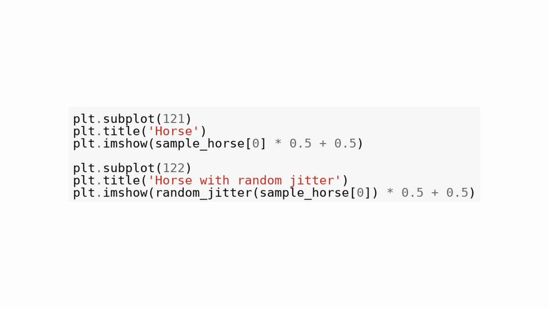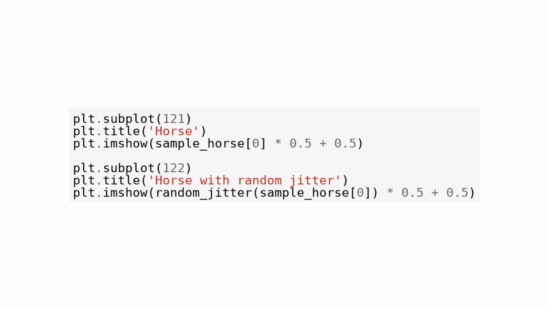This code segment is dedicated to visualizing images using matplotlib. First, it creates a subplot with two side-by-side images. The left subplot displays the original horse image, which is retrieved from the sample data. Since the image data might be normalized between -1 and 1, multiplying by 0.5 and adding 0.5 rescales it to the standard 0-1 range suitable for display. The title "horse" clearly indicates this is the original image.